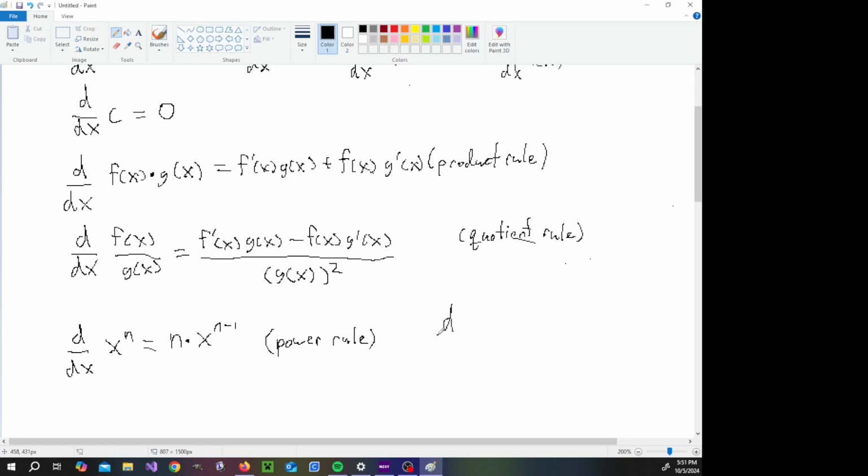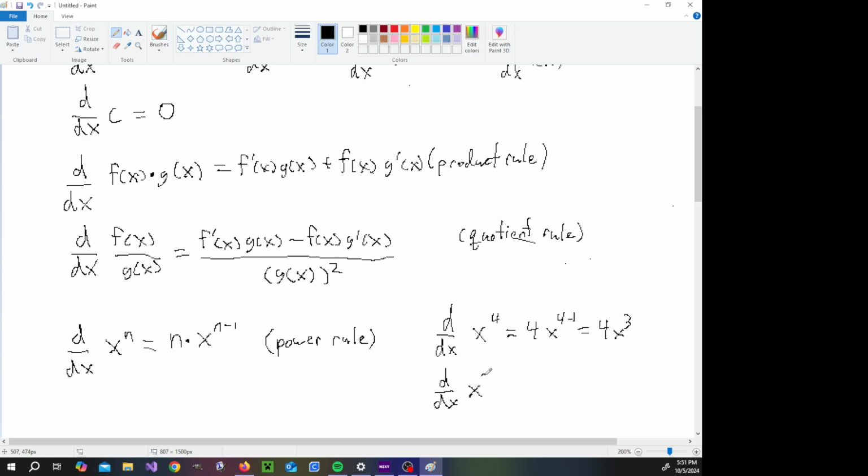So, if I want the derivative of x to the fourth, the power rule says that that is just going to be 4 times x to the 4 minus 1. Well, 4 minus 1 is just 3, right? So the power comes out front, and then we subtract 1 from the power. Very good.